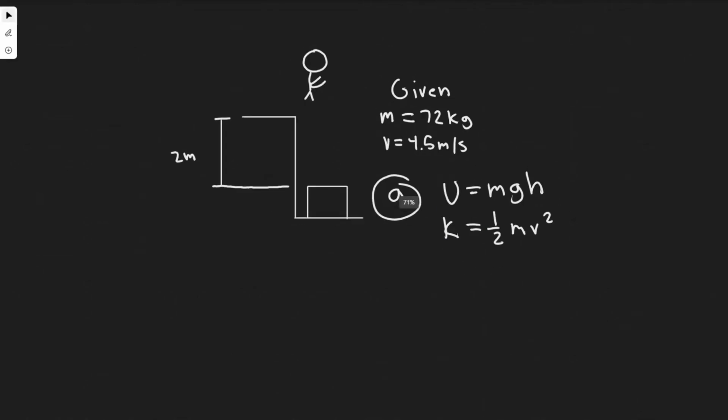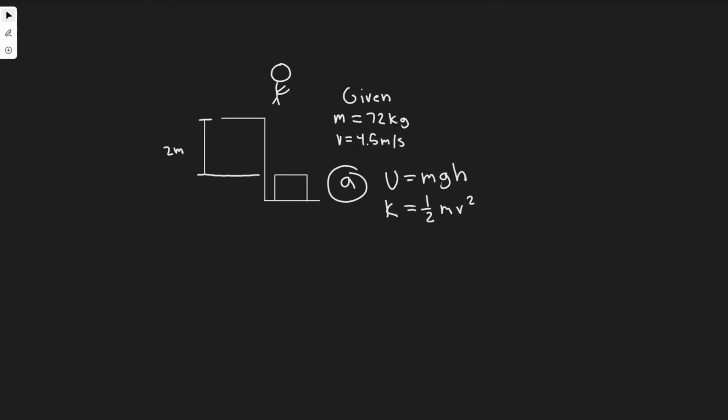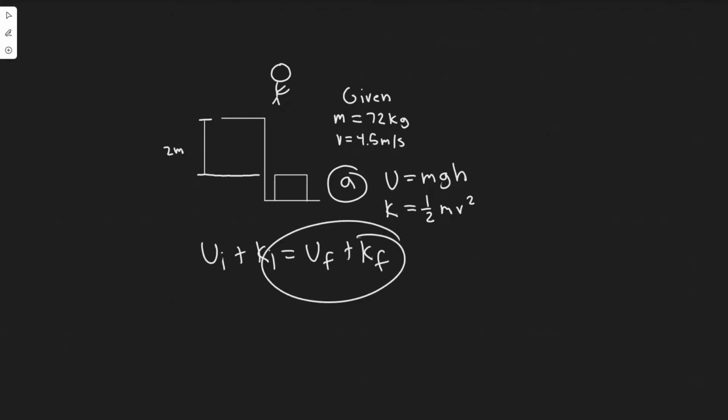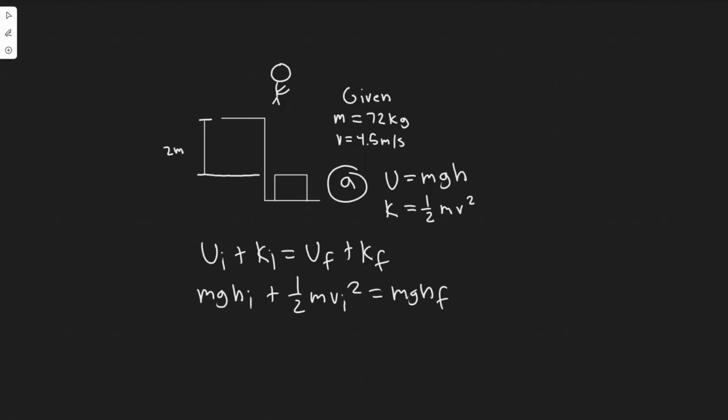So we know the energy in the beginning has to equal the energy at the end. So we're going to take U initial plus K initial, and it's going to be equal to U final plus K final. So let's just write these formulas in. So U initial is mgh initial plus 1/2 mv initial squared, and it's going to be equal to mgh final plus 1/2 mv final squared.